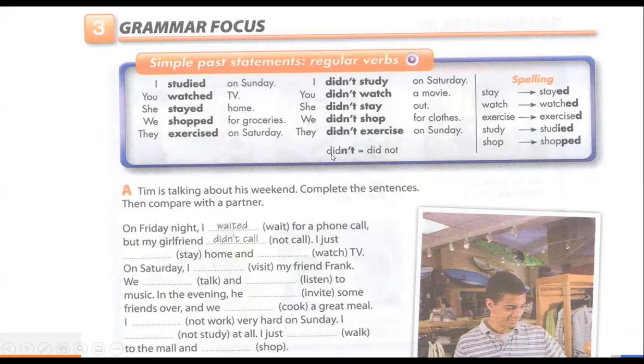The contraction is didn't, and then the non-contraction form or the complete form is did not. And you see at the end, you have the time expressions. And over here, you have the spelling, tenemos el deletreo. You have stay becomes stayed, watch becomes watched, exercise becomes exercised, study becomes studied, and shop, shopped.